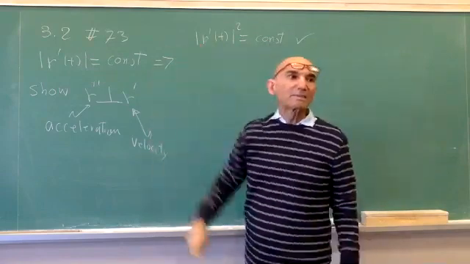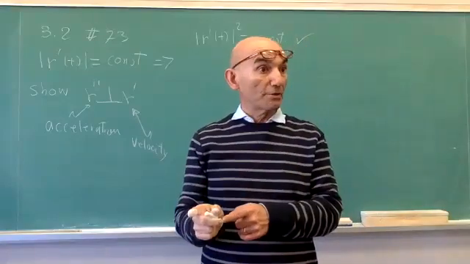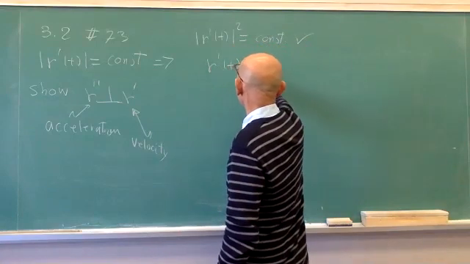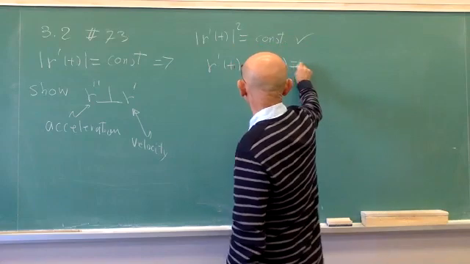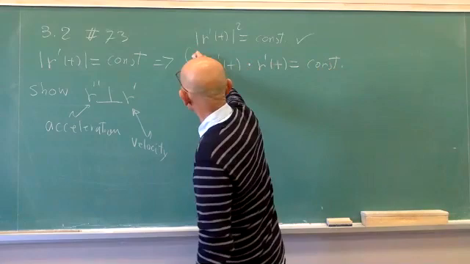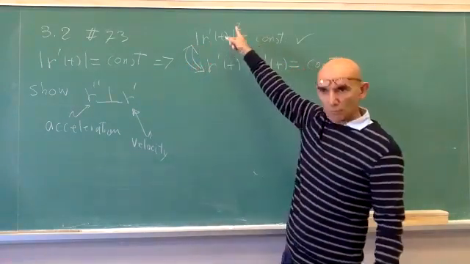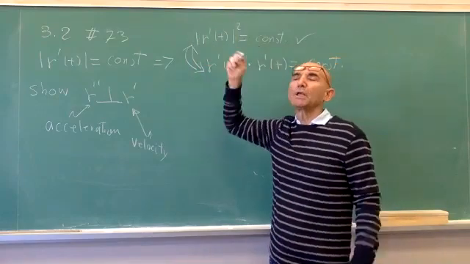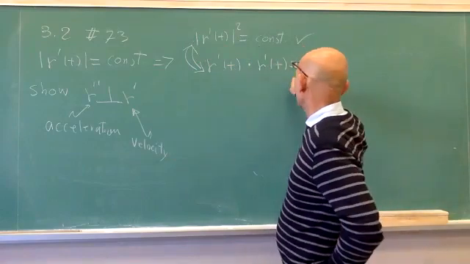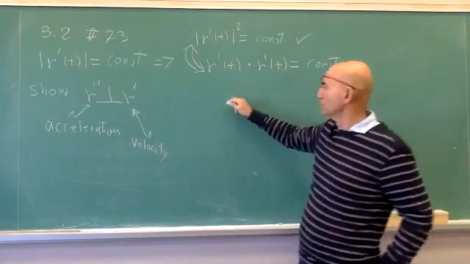But what is speed squared? Speed squared is velocity vector dot velocity vector, right? Because by definition, the magnitude squared of a vector is equal to the dot product of the vector with itself, r prime of t dot r prime of t. So we are saying this is constant. Now that we have found that this is a constant, we can just differentiate this.